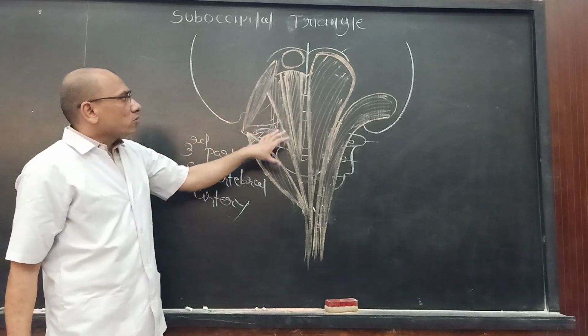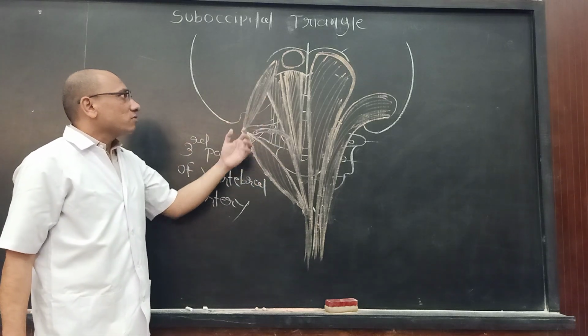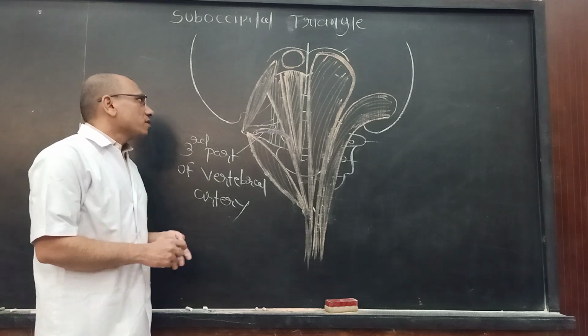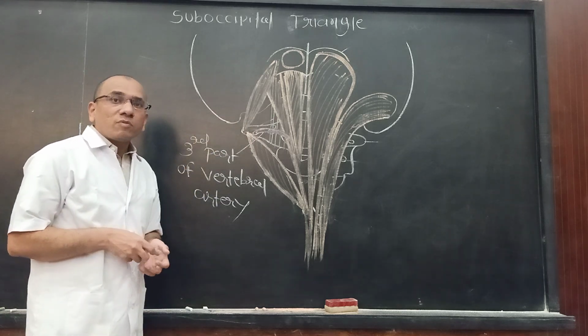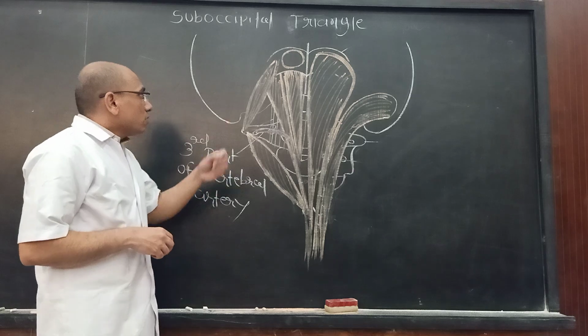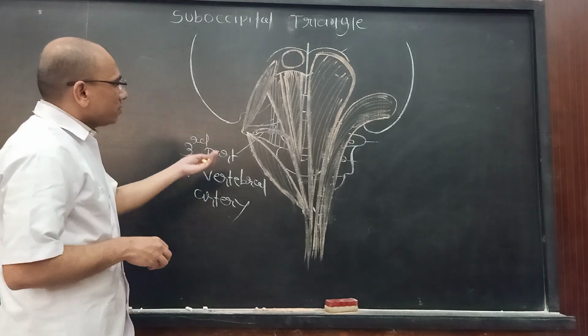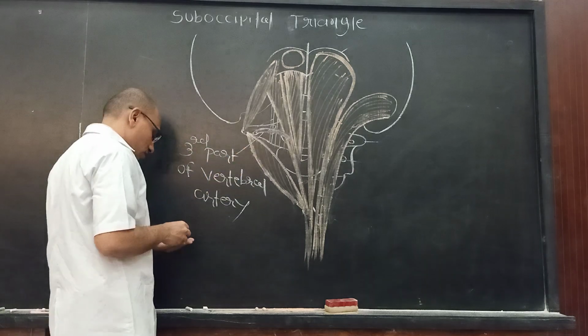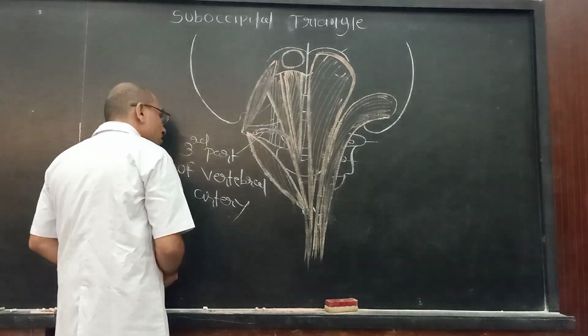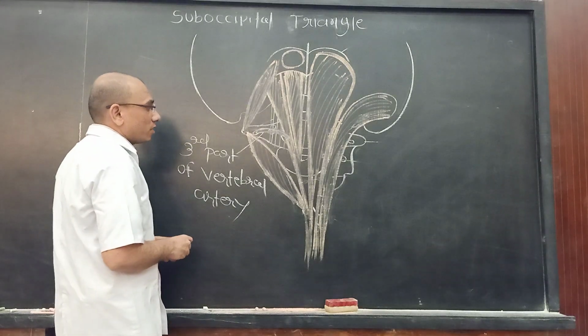The third part also provides branches to the meninges, that is called meningeal branches, and also provides branches to the mastoid process, that is called mastoid branches. So mastoid branch, meningeal branch, and the muscular branch will be provided by this third part of the vertebral artery.